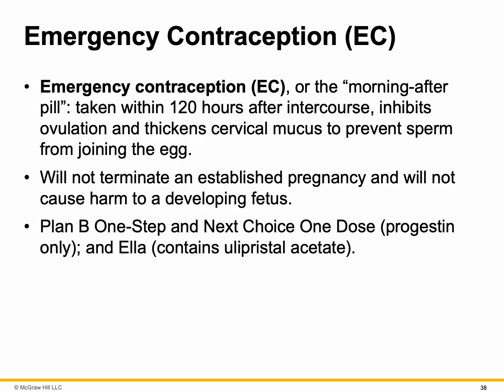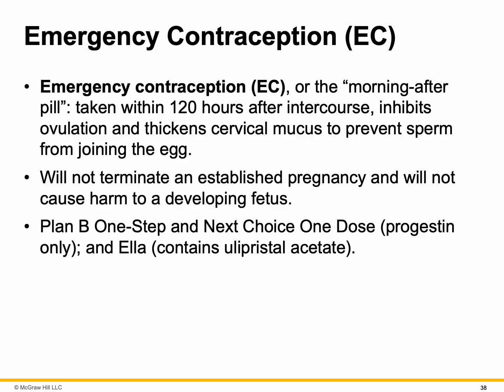But what happens in the event that birth control isn't 100% effective, or intercourse happens unexpectedly, or in cases of sexual assault? What options are available? Well, one option is emergency contraception, or EC, which is often called the morning after pill. This pill is taken within 120 hours after intercourse or assault and inhibits ovulation and thickens cervical mucus to prevent sperm from joining the egg.